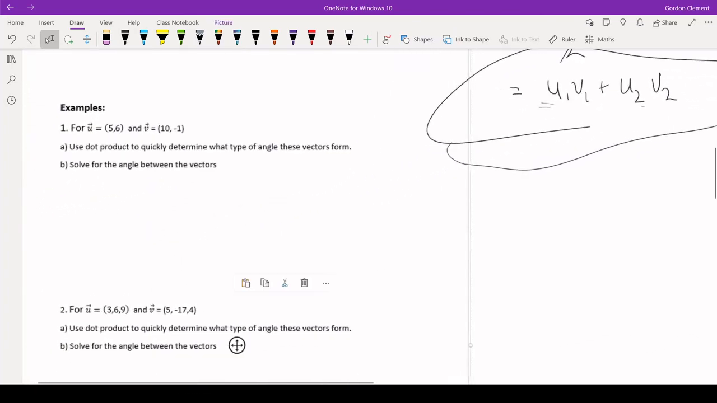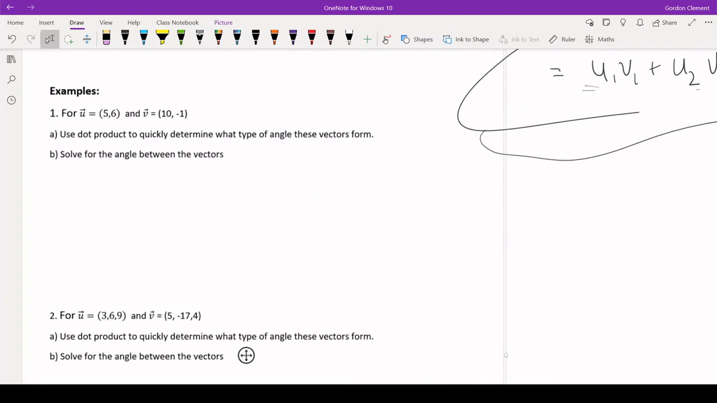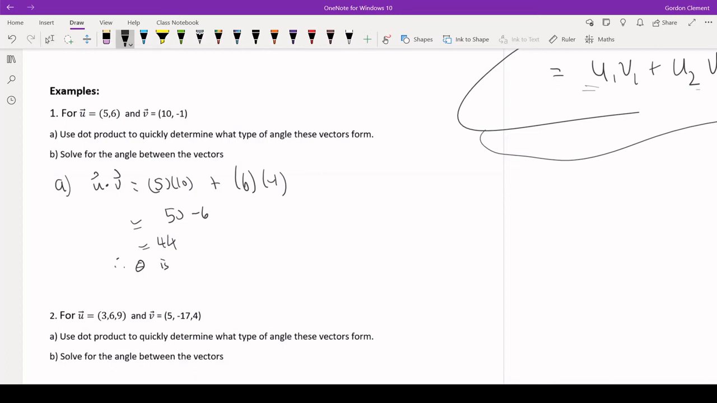So we have these two vectors. We're going to use dot product to quickly decide which type of angle is between them. So for this, u dotted with v, the quick way is you take the x's and multiply them, and then add it with the y's multiplied. And I get 50, take away 6, I get 44. So x times x, y times y, and add them up. I get 44. That's positive. Therefore, the angle is acute if the dot product is positive.